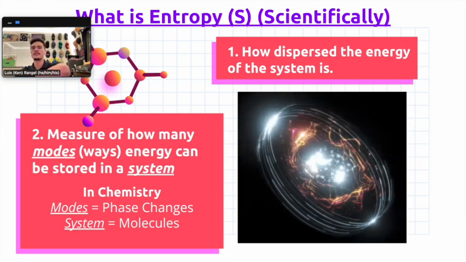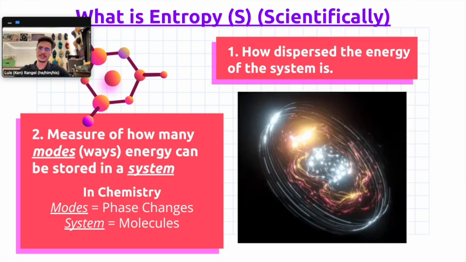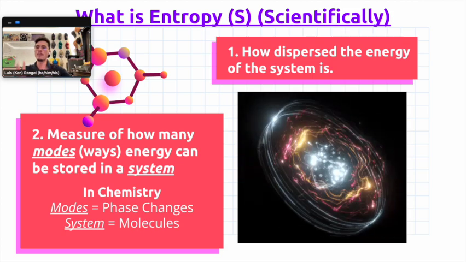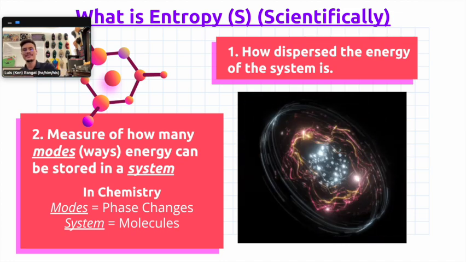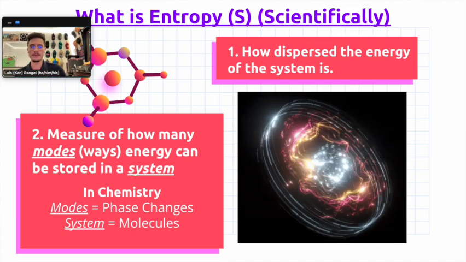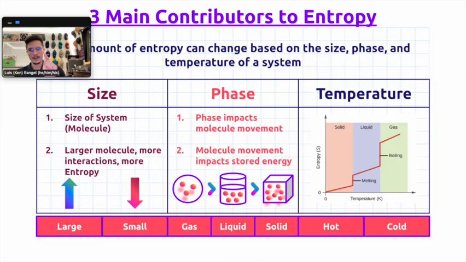So entropy is how energy is dispersed throughout a system, but more specifically, how many modes that energy can be stored in that system. And in physical chemistry, the system is molecules and modes is phase changes. And moving on, that makes more sense when we describe the three main contributors to entropy, which is size, phase, and temperature. The bigger the size, the more movement and more likely it is to interact with its environment, which causes the entropy to go up.